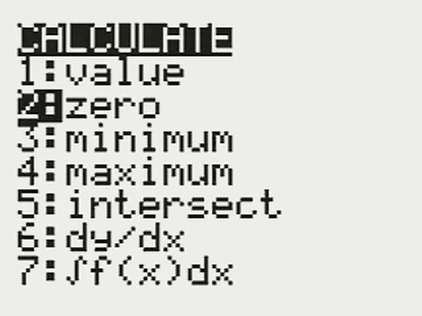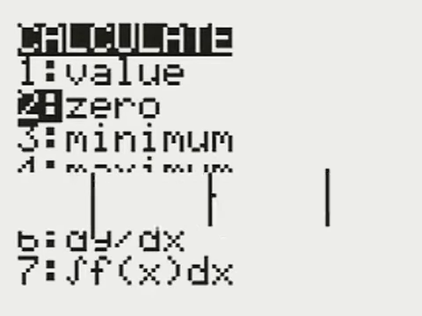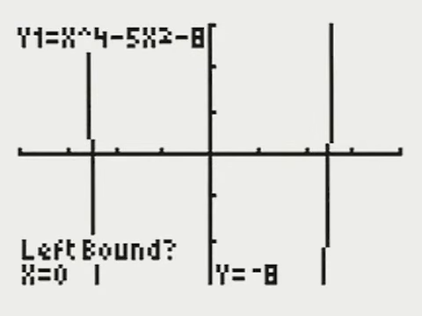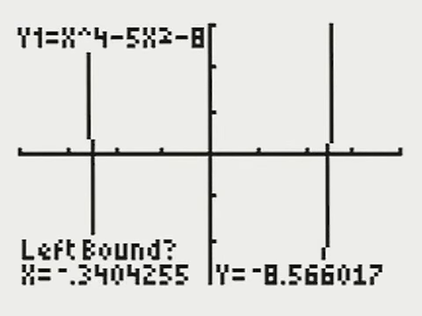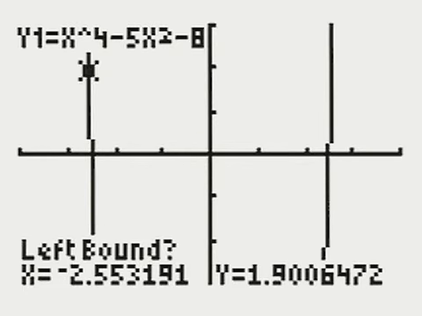To find these solutions, we're going to go to our calc menu. We're looking for where y is equal to 0, so we pick option number 2, which is zero. We're asked the question left bound. We're going to find the first solution that's over here to the left. Now we don't see our cursor right away, so we need to pay attention to the coordinates that are given at the bottom of the screen. We'll just keep scrolling to the left. We notice that as we scroll to the left, the y value is increasing. It's getting bigger, and then we can see our cursor.